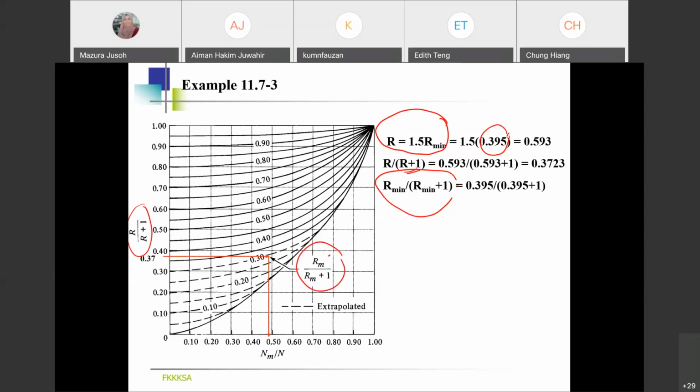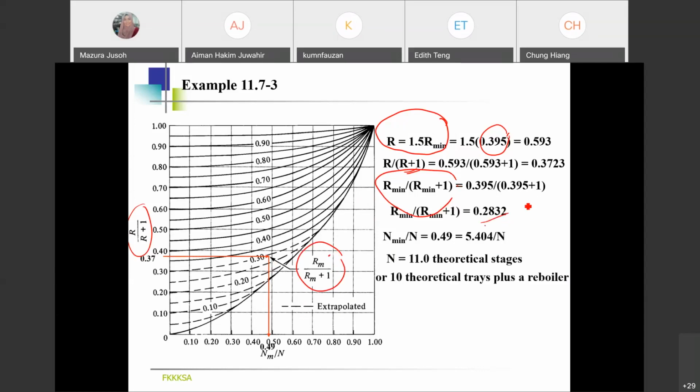If it's not on the dot, then you have to do some interpolation, because what you get for your R min over R min plus 1 is actually 0.283. So if you look here, the curve is between 0.3 and 0.25. So 0.283 falls in between. So you need to do some interpolation at the vertical line.